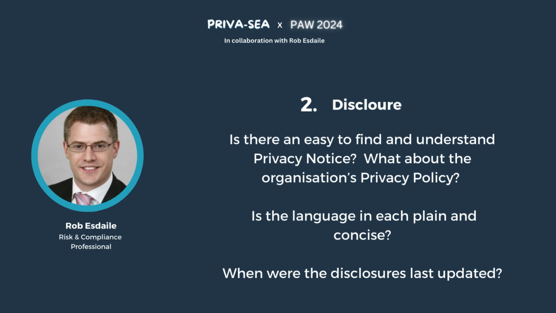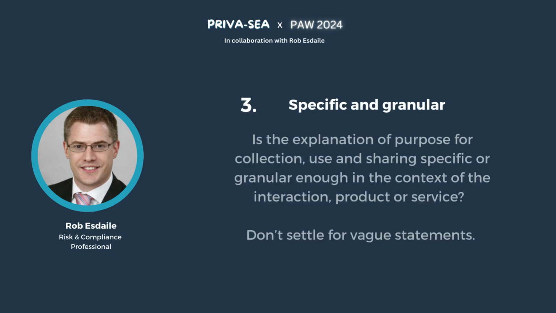Don't do a couple of quick clicks until you get to the type in my details. Take the time just to see what's coming up on each page, because that actually might be the privacy notice for that particular product or service you're about to inquire about. Is the explanation of purpose for collection, use and sharing specific or granular enough in the context of what you're about to buy or inquire about with an organisation, or is it too vague?